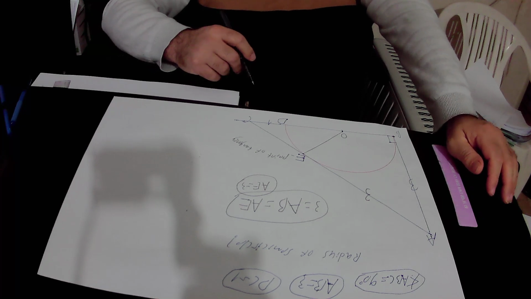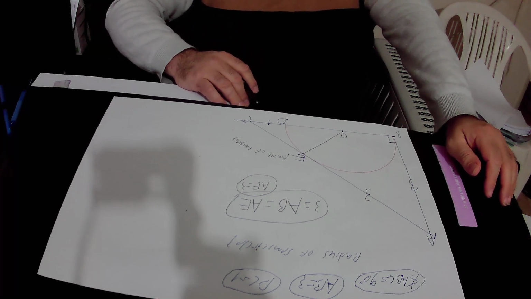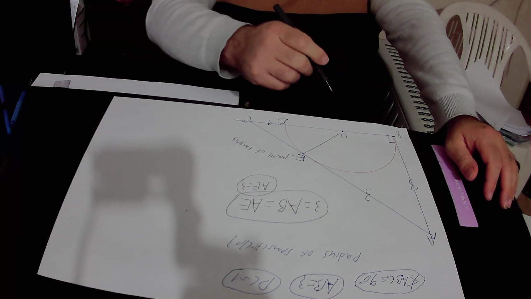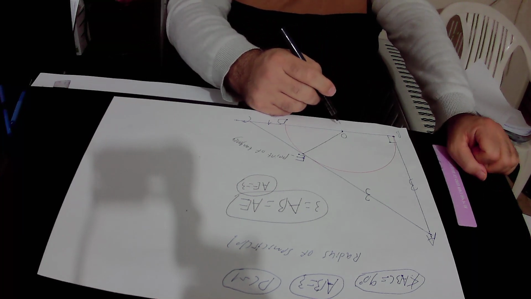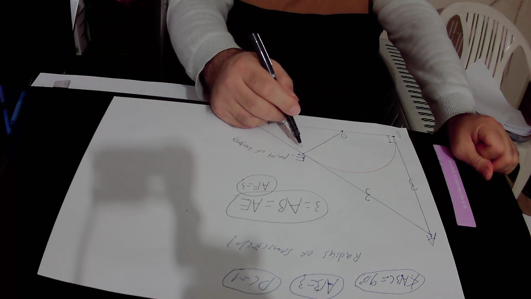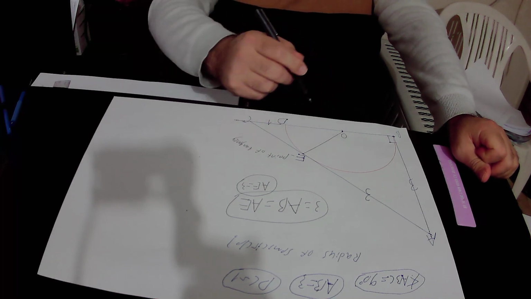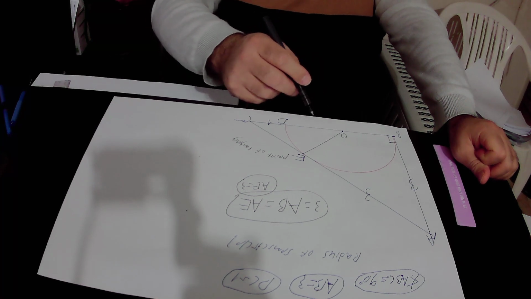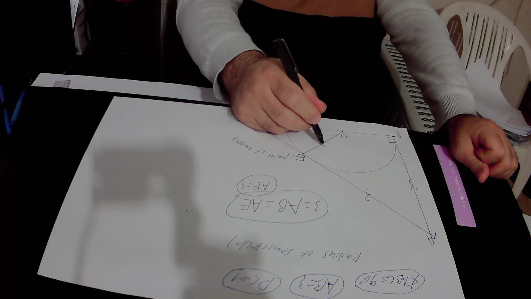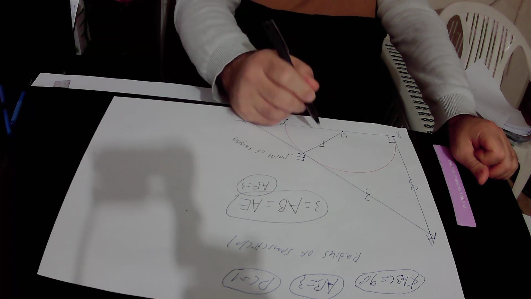Actually, line segment OE is the radius of this red semicircle because it starts from point O, that is the center of this red semicircle, and ends at point E, that is a point of the semicircle itself. Therefore, OE is the radius of this semicircle, so we will define the radius as R. So OE equals R.